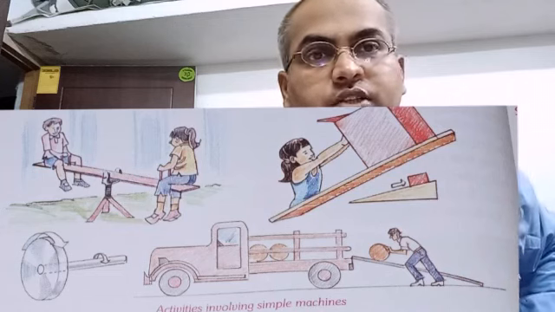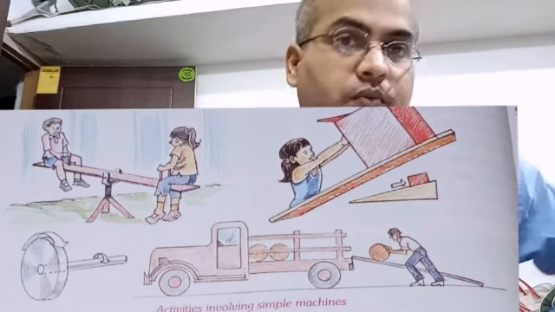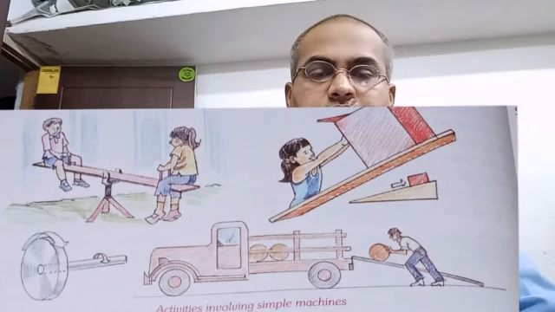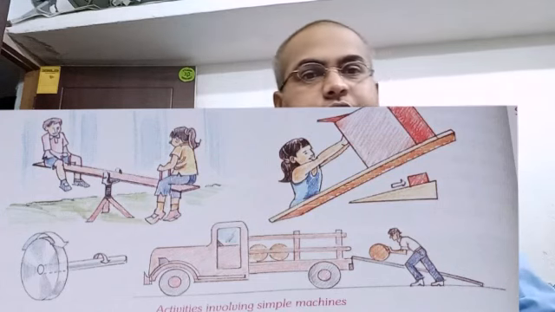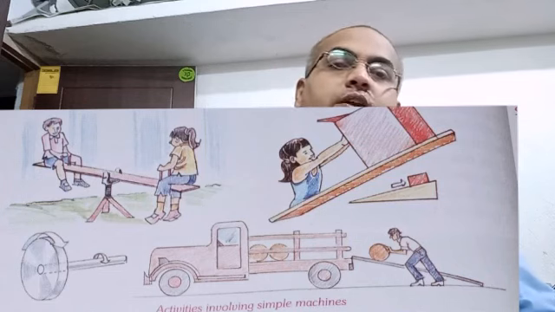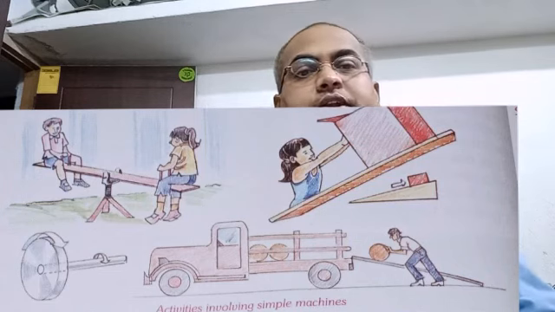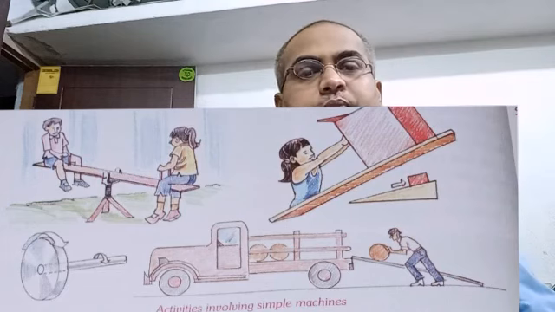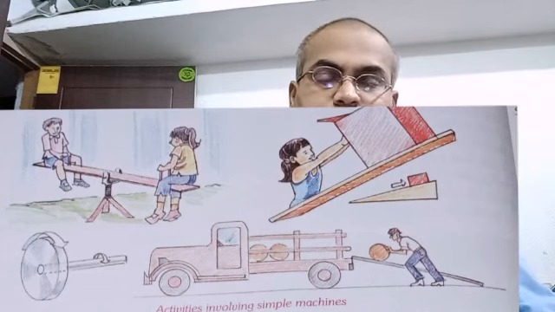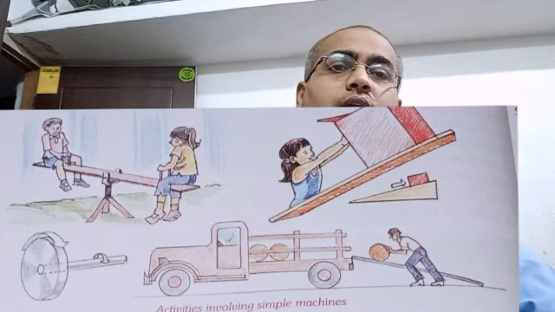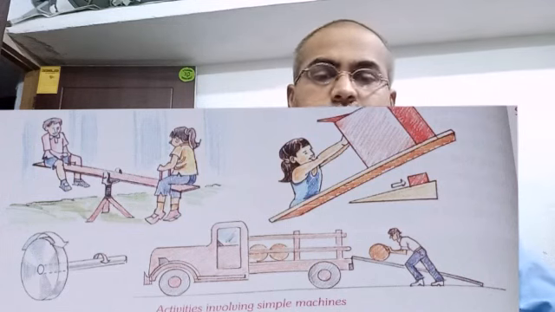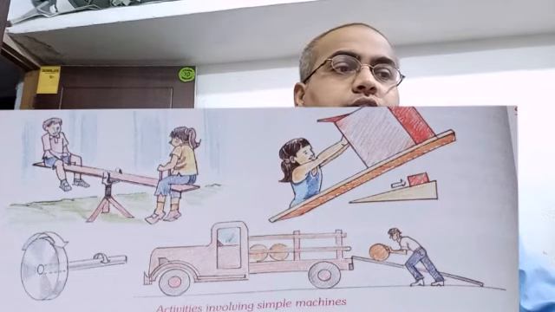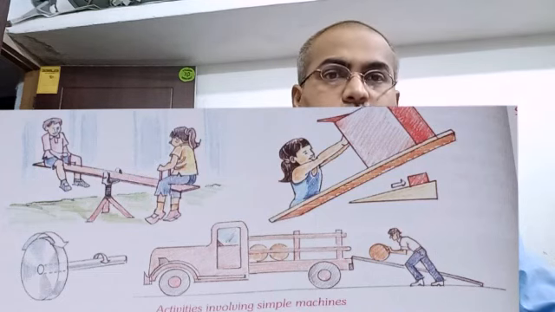So let's begin. Question number C and question number 1. Answer the following questions. Question number 1 is, what do you understand by load, fulcrum and effort? By the name I think you are able to understand these are the different parts of a lever. So here, what is load? The weight on which force is applied is called load.